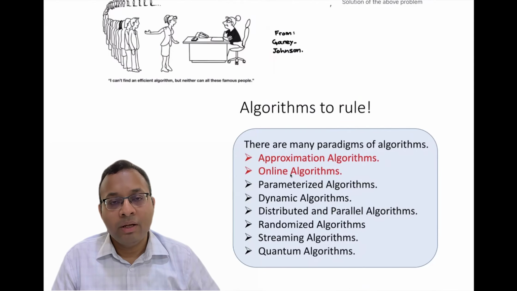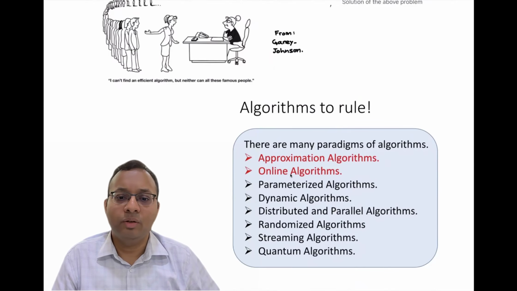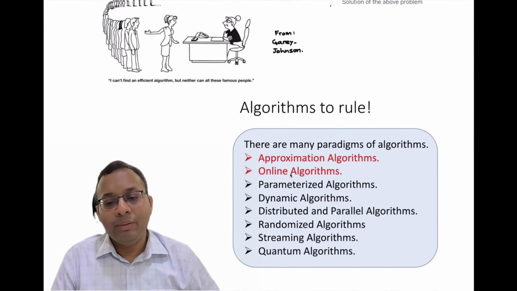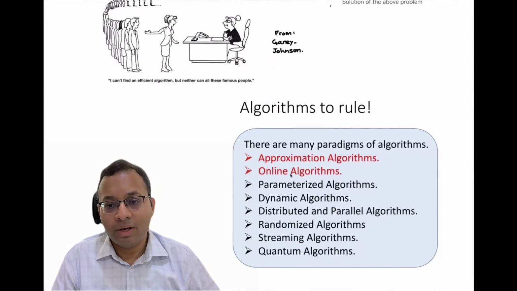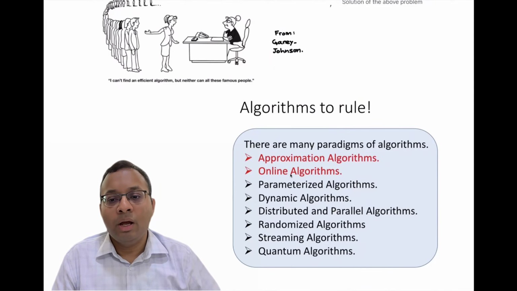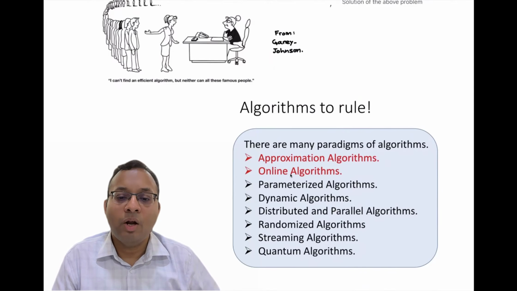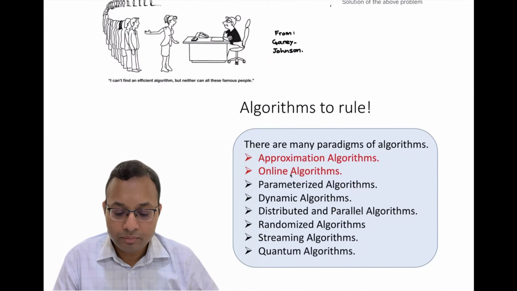Randomness is another very powerful source in algorithm design. So we'll talk about this in randomized algorithms. That's another design paradigm. And then if you have limited memory, you can use streaming algorithms. If you want to use quantum mechanics, then there are quantum algorithms and so on. So depending on your problem, once you learn the basic algorithmic paradigms, the other advanced paradigms will help you to tackle your hard optimization questions.